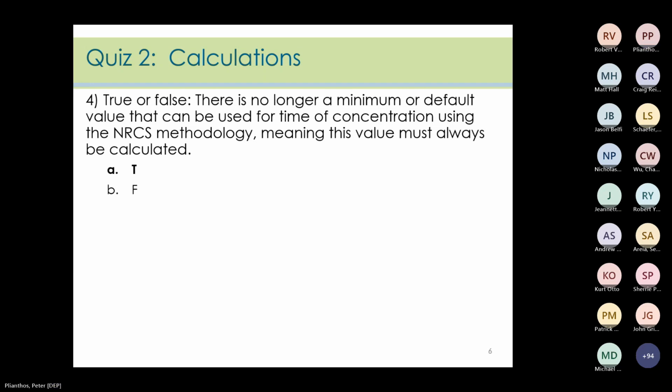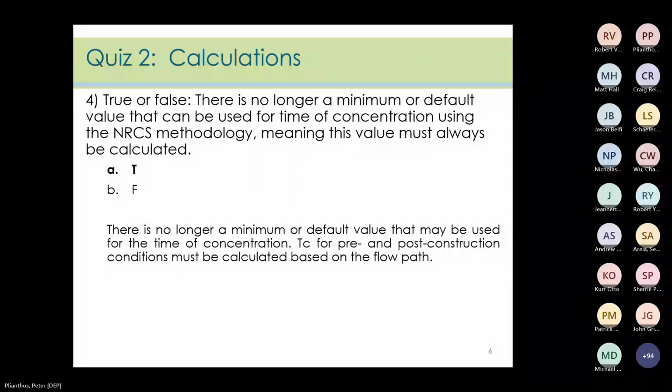That is true. There is no longer a minimum or default value that may be used for the time of concentration. The time of concentration, or T sub C, for pre- and post-construction conditions must be calculated based on the flow path. As you recall, Anthony went over this in the first presentation from today in the calculations.